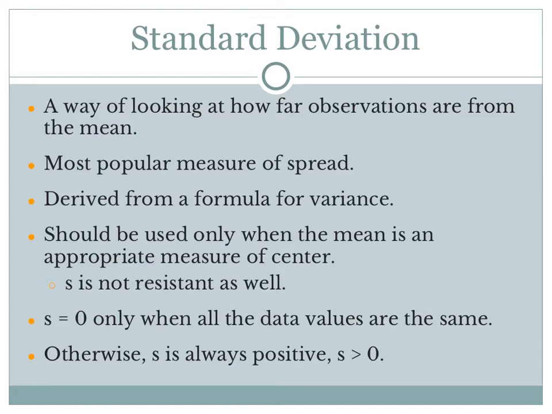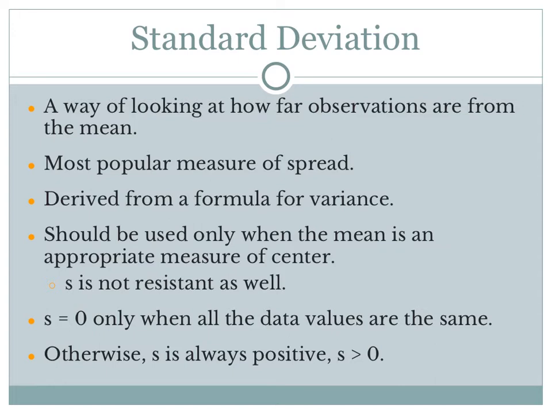The most popular measure of spread, and the one that we will use most often in AP Statistics, is called the standard deviation. This is a way of looking at how far observations, or individual data points, are from the mean and kind of taking all of those deviations into account. The formula is a little complicated. It is derived from something called variance, which is another measure of spread. It's just not as commonly used.